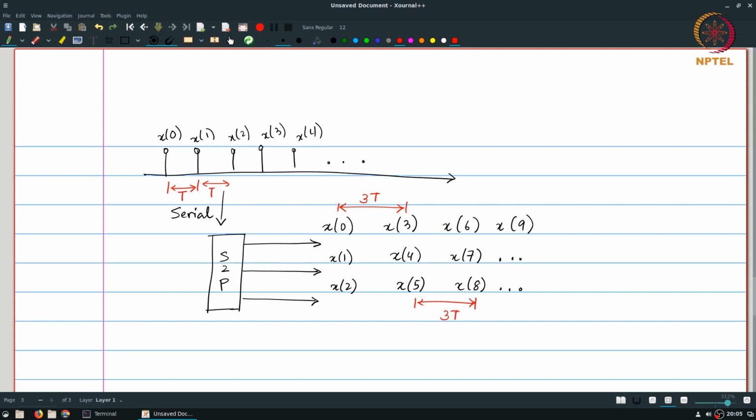Now, why is this useful? It basically means that any register or any combinational circuit into which these symbols are being fed needs to be able to process things only at a rate of 3t. That is to say, it can have a considerably longer critical path and still manage to complete its computation within the time that is allowed for the next sample to arrive.